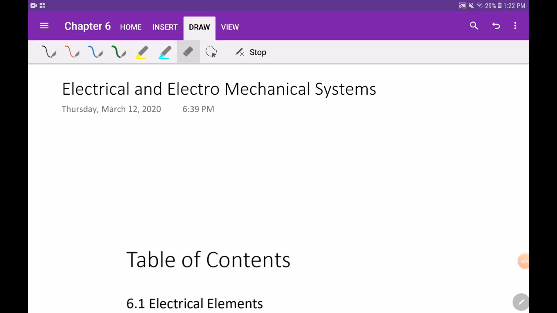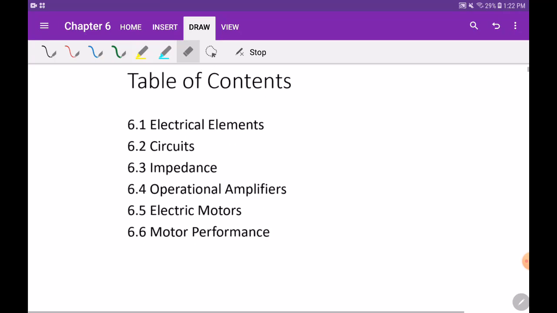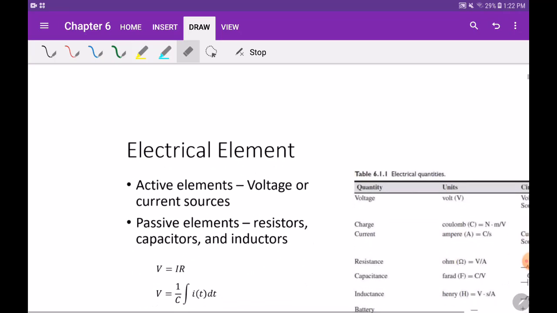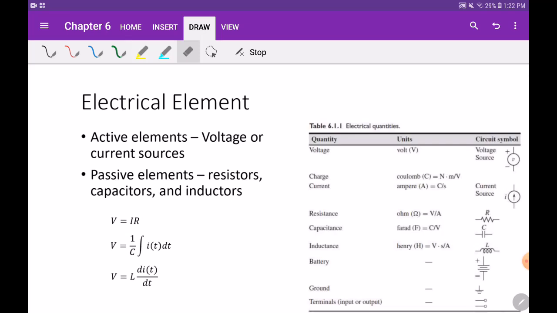We're going to start Chapter 6. And Chapter 6 is about electrical and electromechanical systems. And we're going to cover from 6.1 to 6.6 from the textbook. So electrical elements consist of either active elements or passive elements.